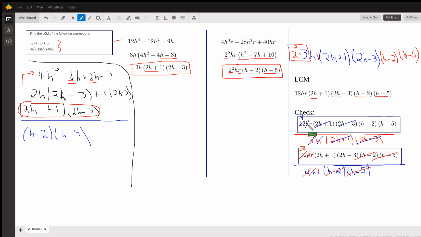If you want to check it, you can take that LCM and divide it by each of the original polynomials, and all the factors should cancel out. If they don't, you don't really have the LCM. And you can see in blue that everything in the denominator cancels out if I divide by that one. And same for the second polynomial. All the factors cancel out.